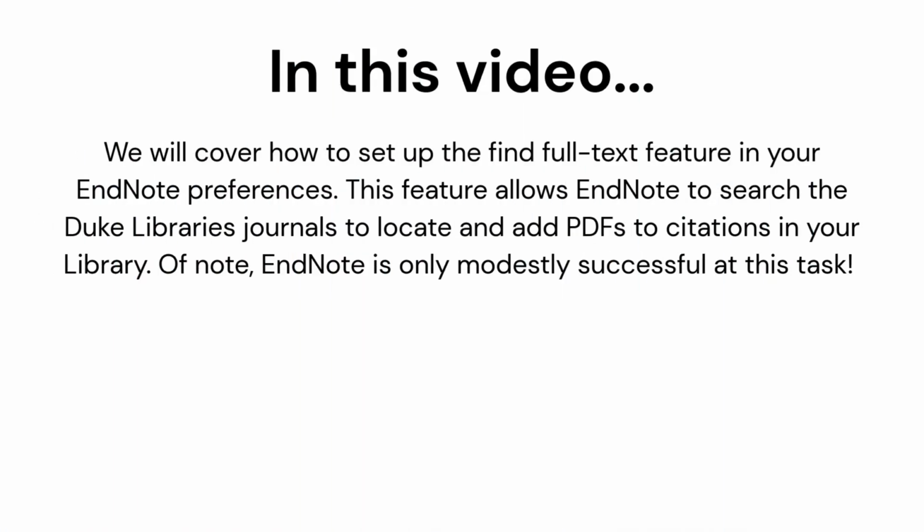In this video, we'll cover how to set up the Find Full Text feature in your Endnote preferences. This feature allows Endnote to search the Duke Library's journals to locate and add PDFs to citations in your library. Of note, Endnote is only modestly successful at this task.